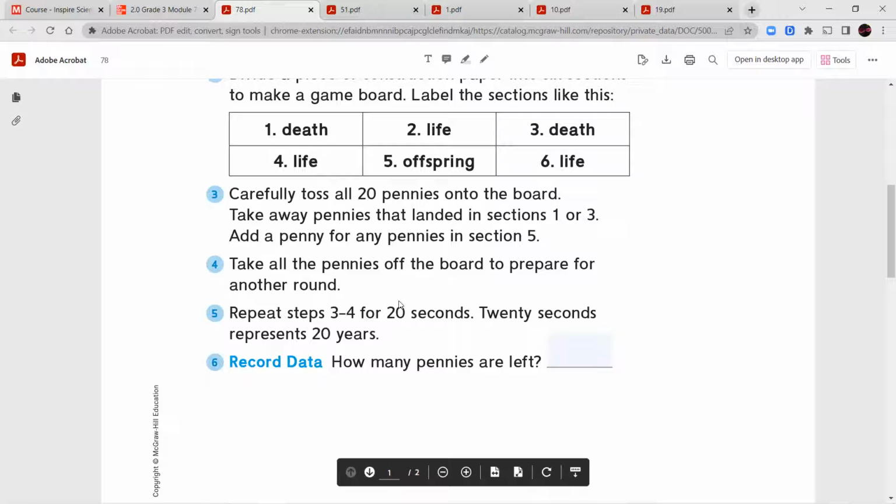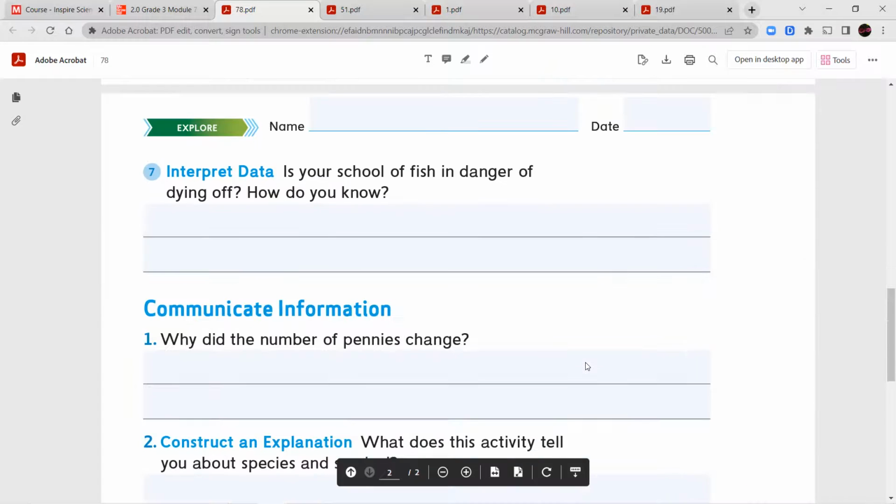So you're going to repeat these steps for 20 seconds. We're going to set a timer, or you can set a timer at home for 20 seconds, count them out, collect them, drop them again, count them out, pick out the ones that landed on death, add in more for the ones that landed on offspring. And this is going to represent 20 years of these fish's life. At the very end, you're going to write down how many fish you have left, or how many pennies you have left.